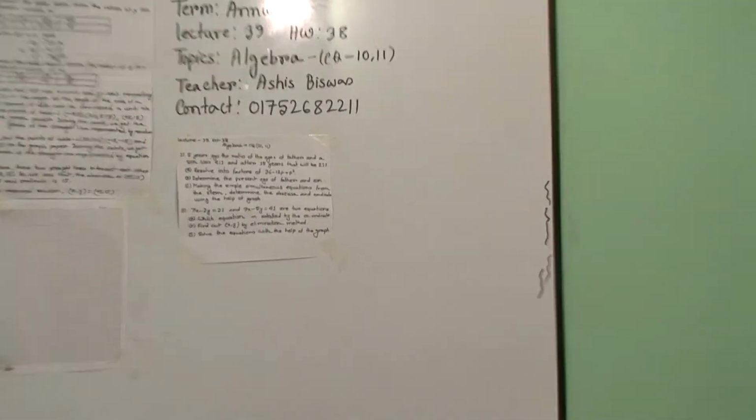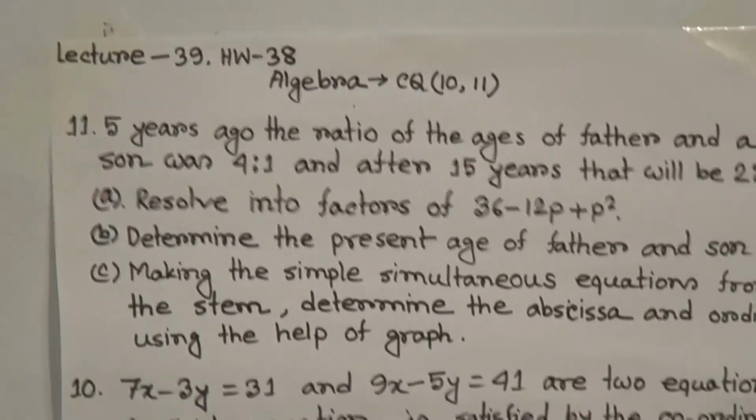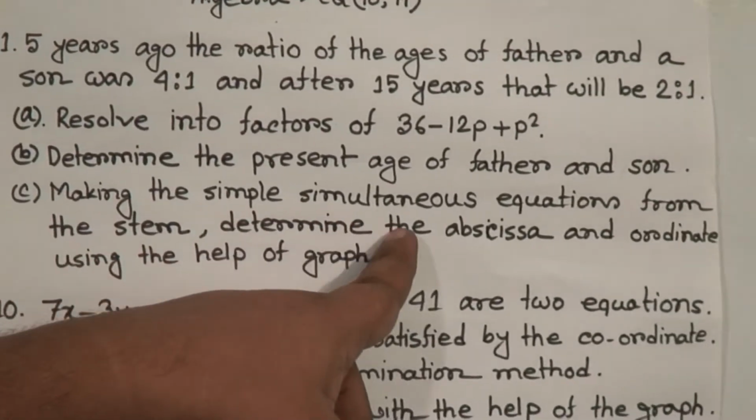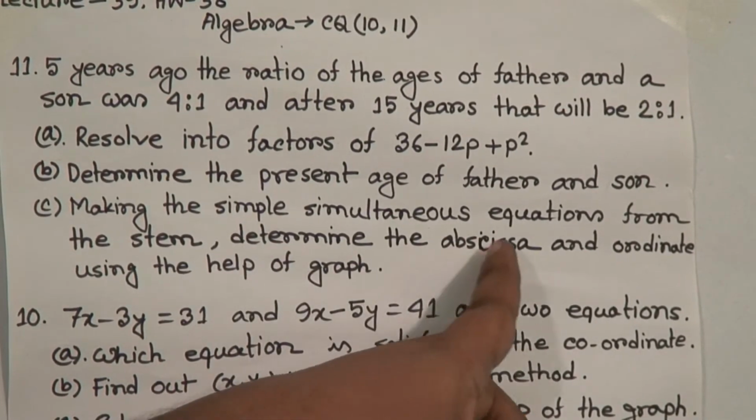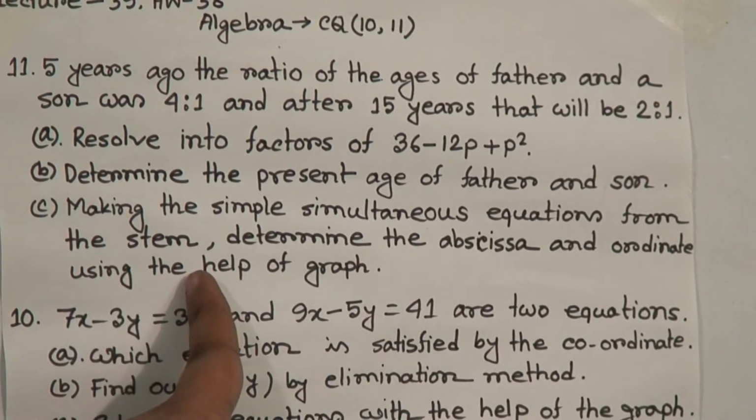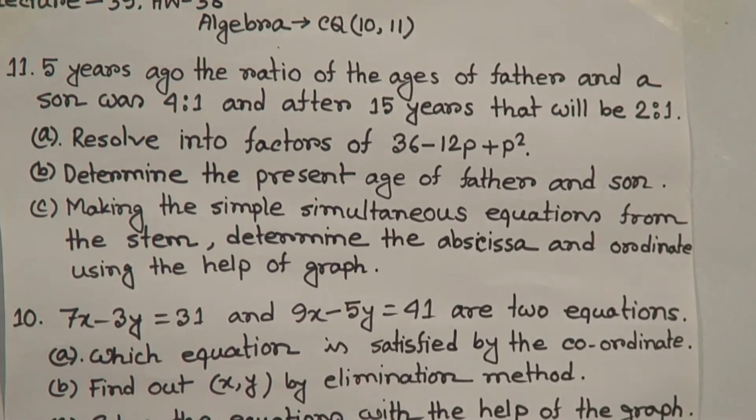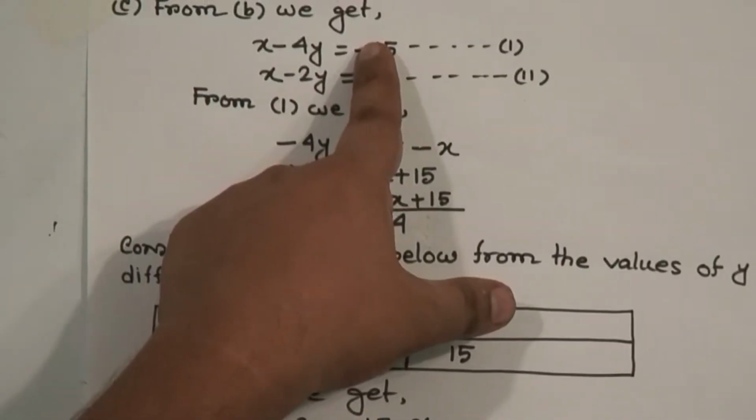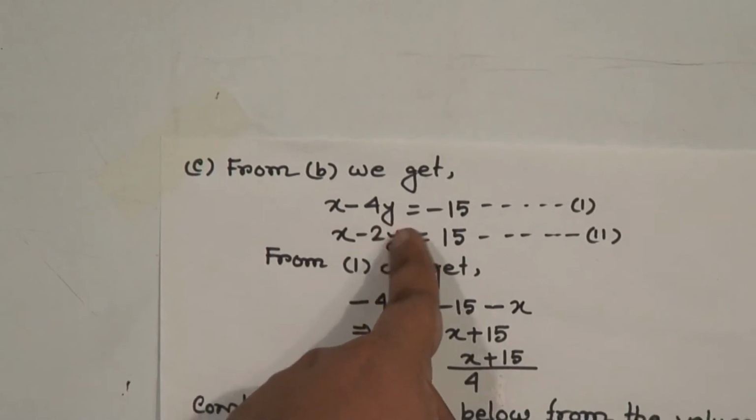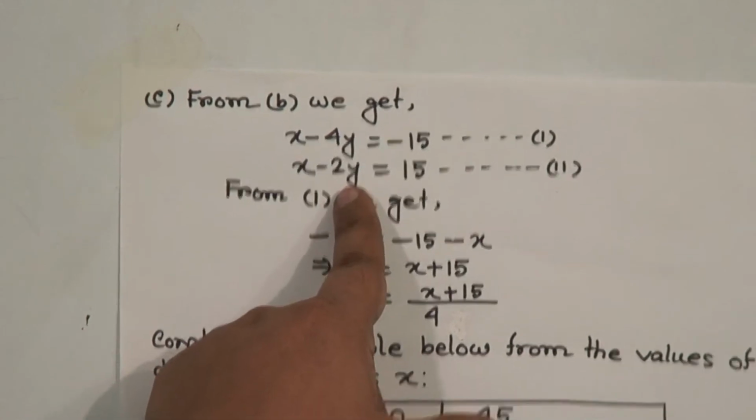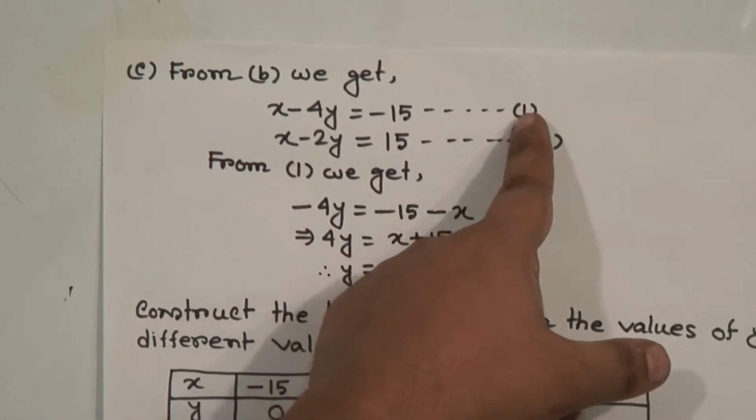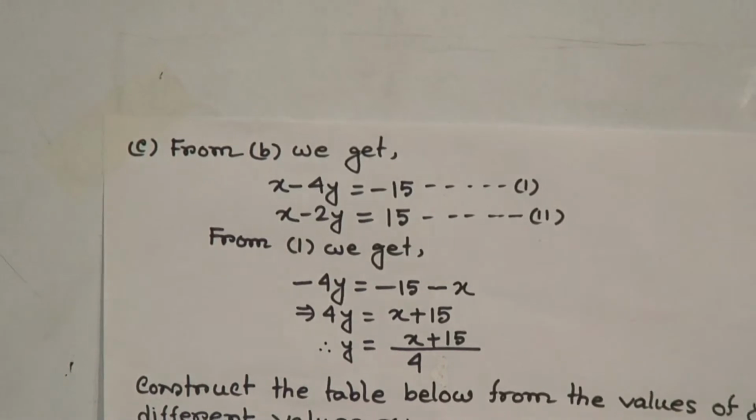Dear student, notice: making the simple simultaneous equation from the stem, determine the abscissa and ordinate using the help of graph. Dear student, from equation B we obtain two equations. One equation is x minus 4y equal to minus 15 and another one is x minus 2y equal to 15. This is equation number 1 and this is equation number 2.